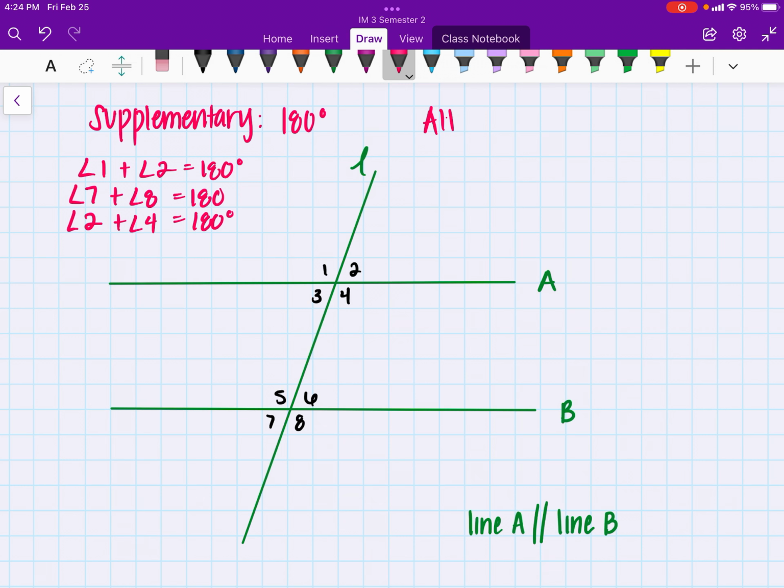So let's go ahead and go with alternate exterior. Now, alternate exterior angles, guys, are angles that are found on the outside and are opposites of each other. So, for example, if I want to find an alternate exterior angle to angle 1 here, it would be 8. When they're alternate exterior, they're actually congruent. So I can say that angle 1 is congruent to angle 8 because they're alternate exterior angles.